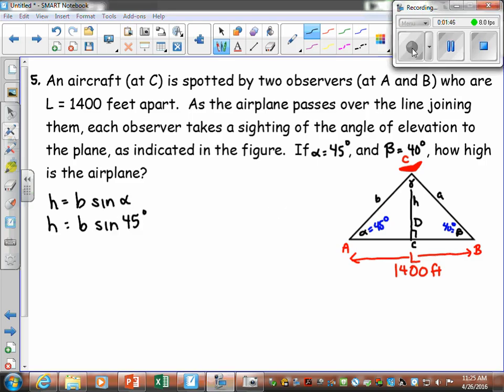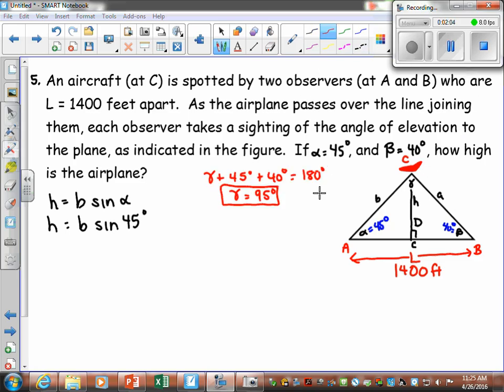Okay, so before we can do this, we need to find a value for either A or B in this triangle. So let's find some of our unknown values. First of all, alpha is 45, beta is 40. Can we go ahead and solve for our gamma? Let's get our angle out of the way. So let's do that one.